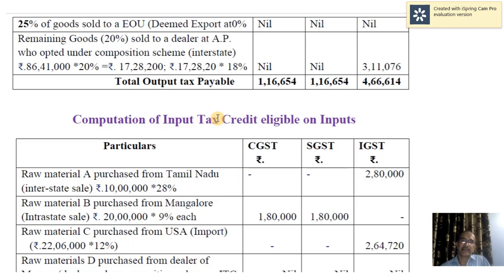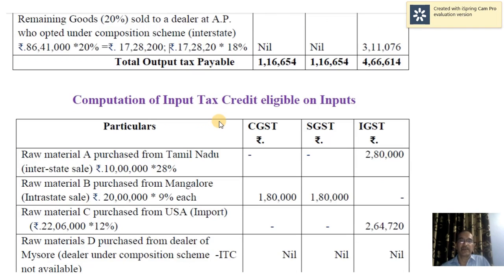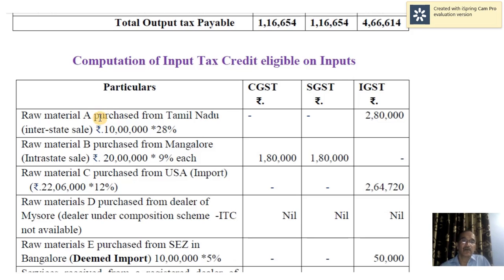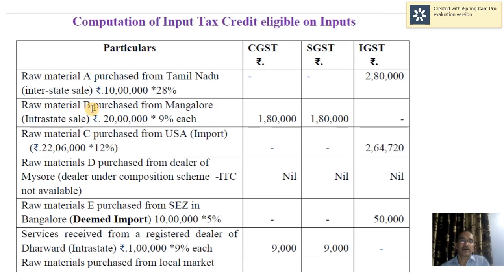Now let us see the value of input tax. Raw material A purchased from Tamil Nadu. So Tamil Nadu, it's a different state, so interstate sale. On 10 lakh you would apply 28% IGST. Raw material B purchased from Mangalore, intra-state transaction. So CGST and SGST, 18% is divided into 9% each. So this is the value.